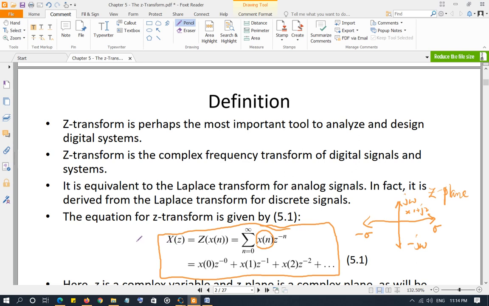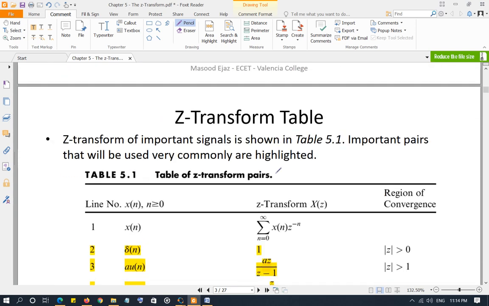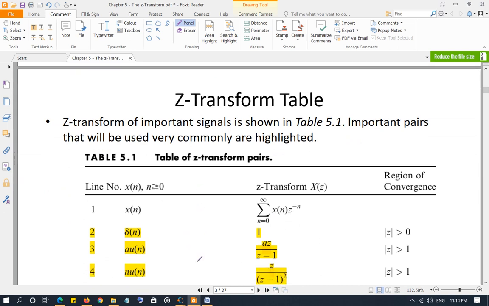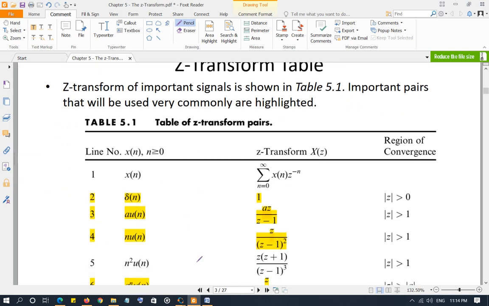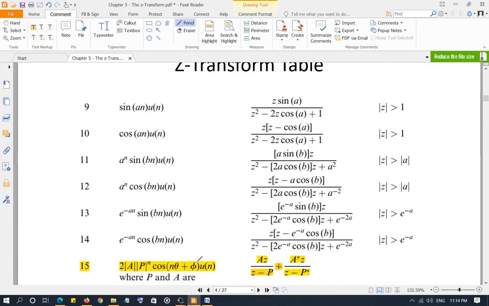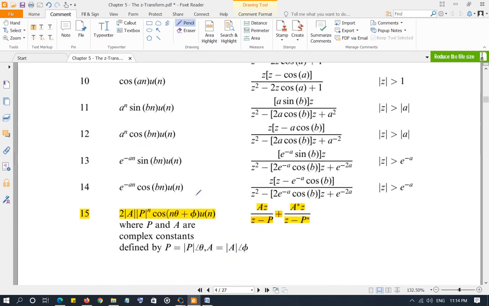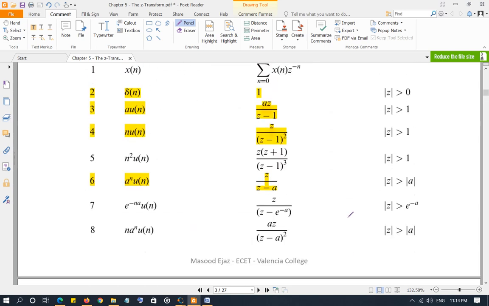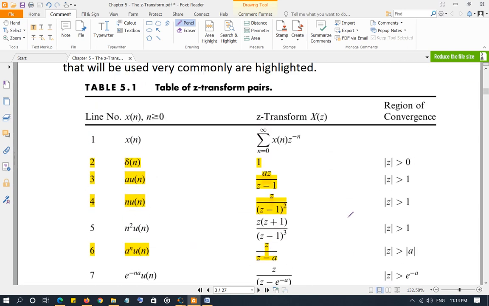So we are not going to be using this formula to derive the Z-transform of different signals. Rather, we will be using the Z-transform table, which makes life very easy. So this is a table from your book, and in this table there are 15 relationships between the x of n or y of n, whatever you want to call it, basically time domain signal, discrete signal, and their corresponding Z-transform. So this is x of n for n greater or equal to 0, and this is the Z-transform of x of n, which is X of Z.